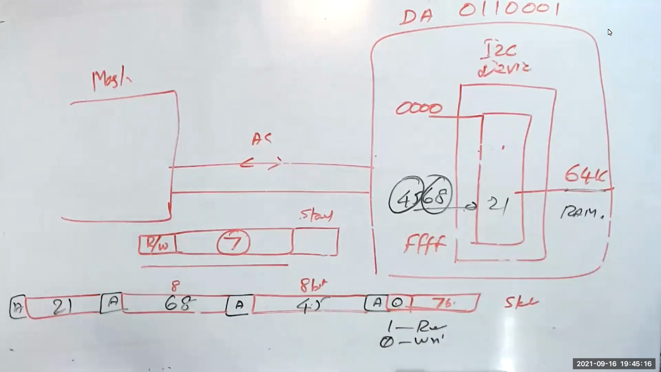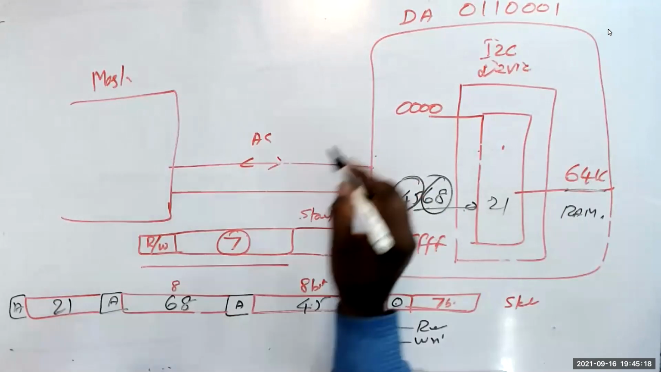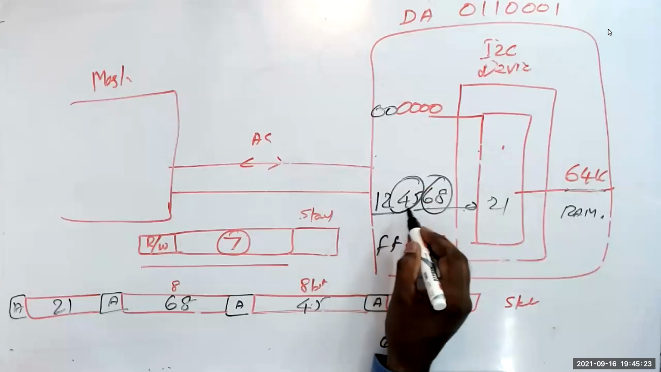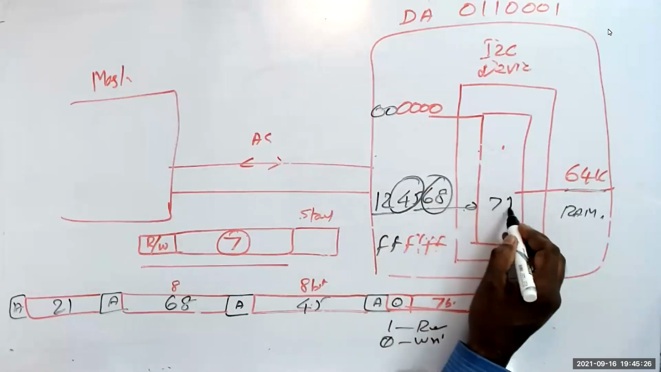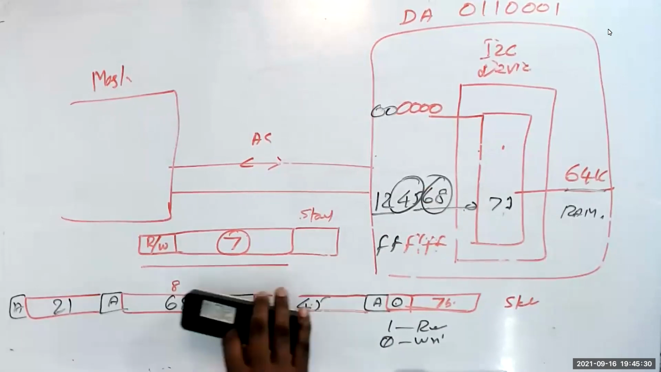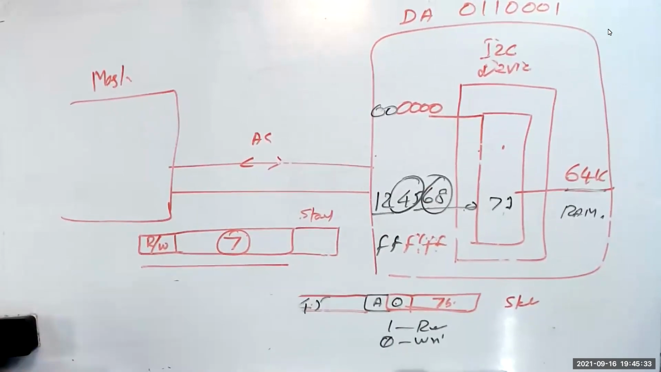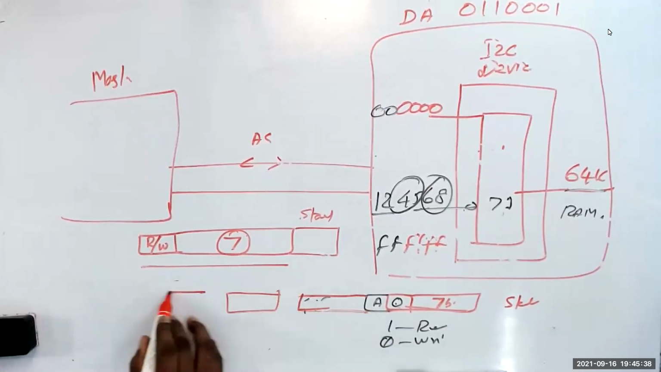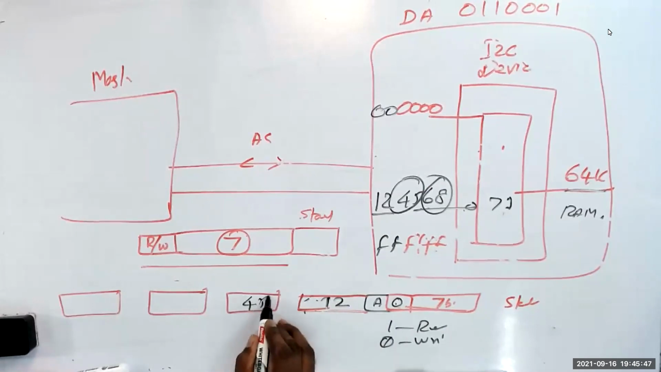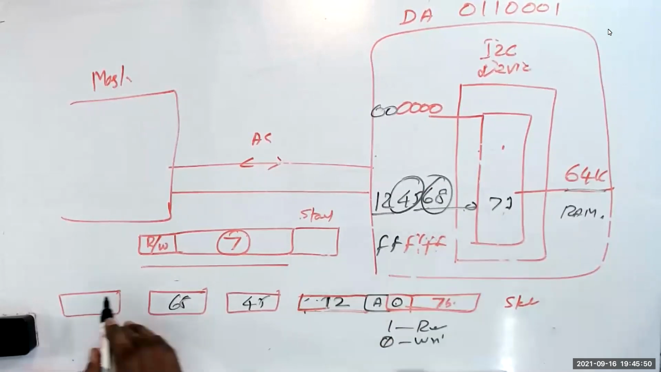For example, my size is more than that, 16 meg, 00 to FF. I want to write at 124568, and I write data 73. Then I write the first byte, then the second byte, third byte, fourth byte. First byte, I write 1, 2. Second byte, 4, 5, 6, 8. And I write data 73.